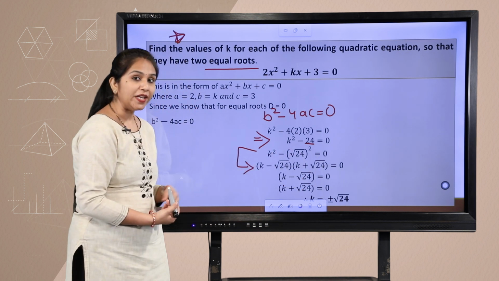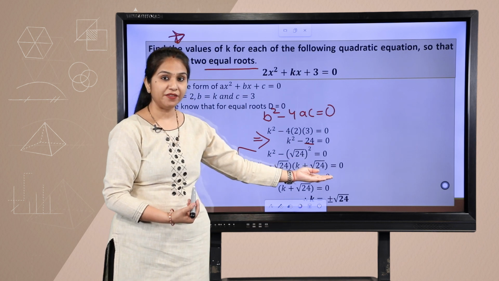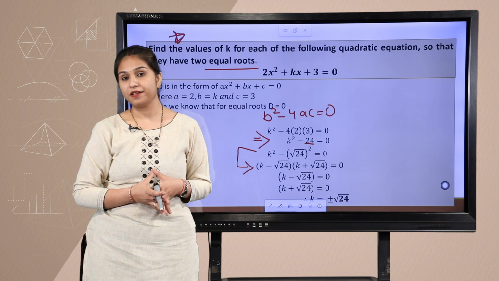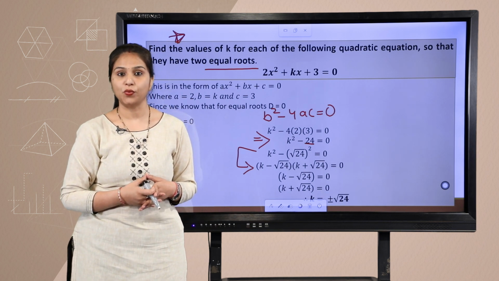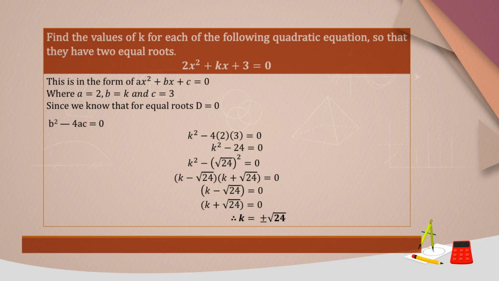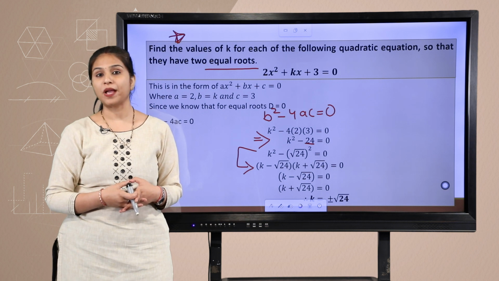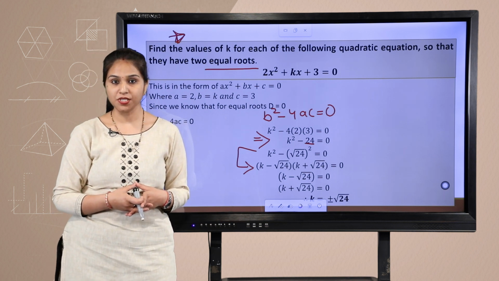Now when you equate both the factors separately with 0, you will get two values for k here, that is plus minus root 24. So children, this is one of the very important questions of your chapter. After this, we will discuss a few applications of quadratic equations.